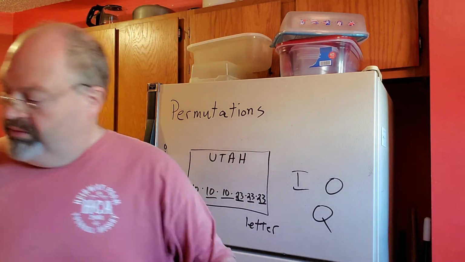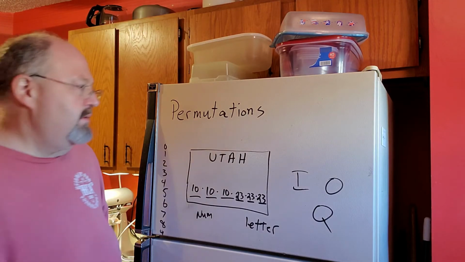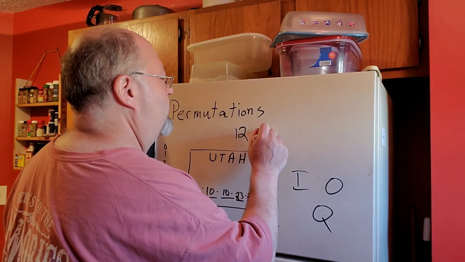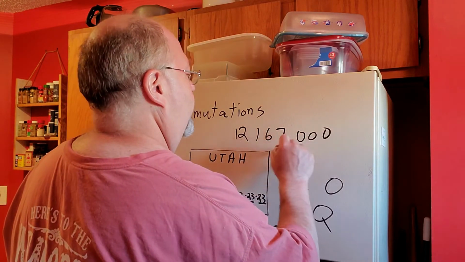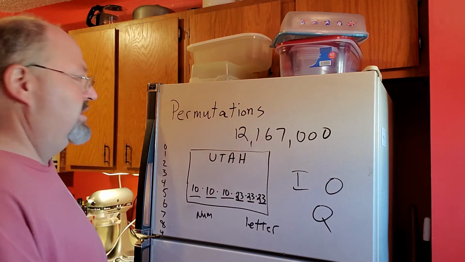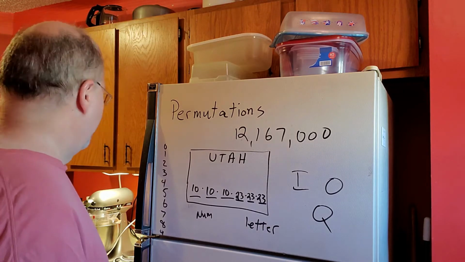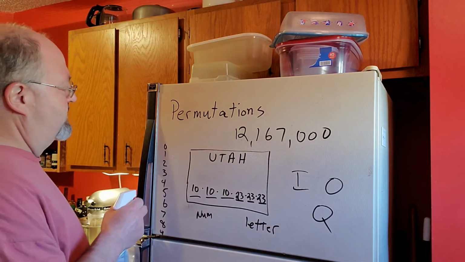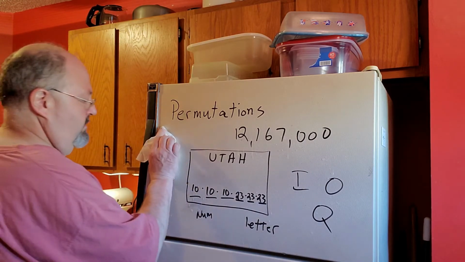And if you do that math, I didn't do that math. Wow. Find out there's a lot of possible license plate combinations in the state of Utah. So there's 12,167,000 possible combinations in the state of Utah. And that's the basic way you do this.